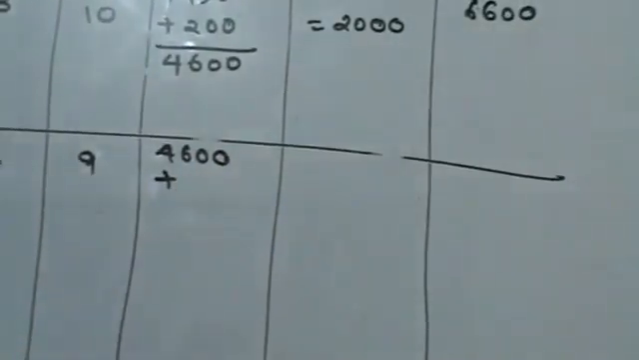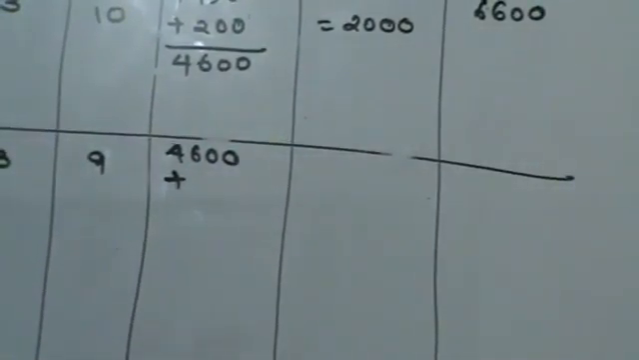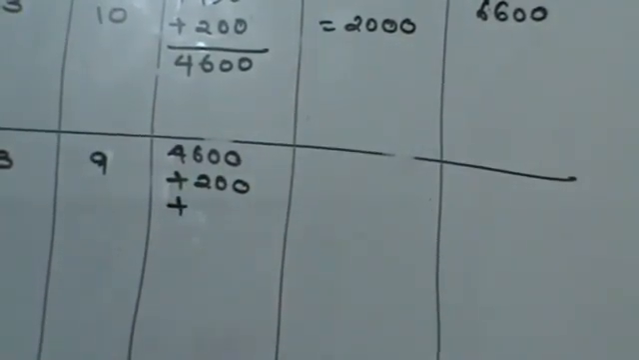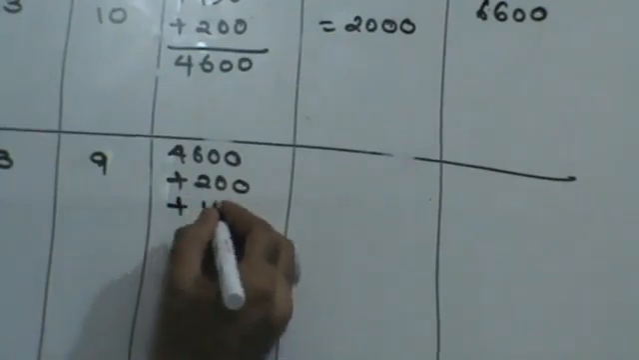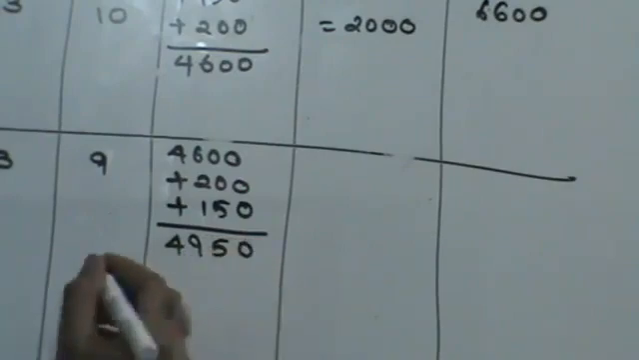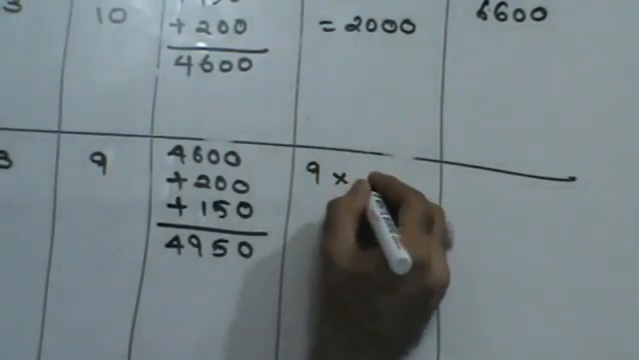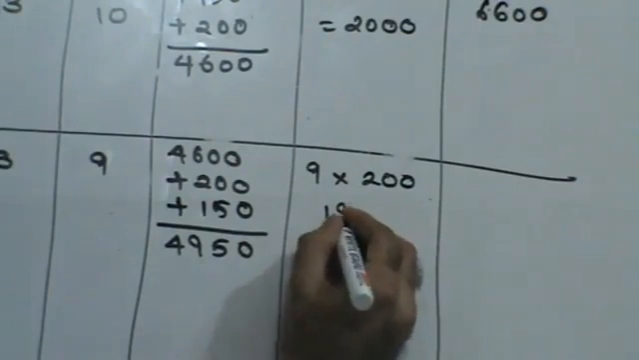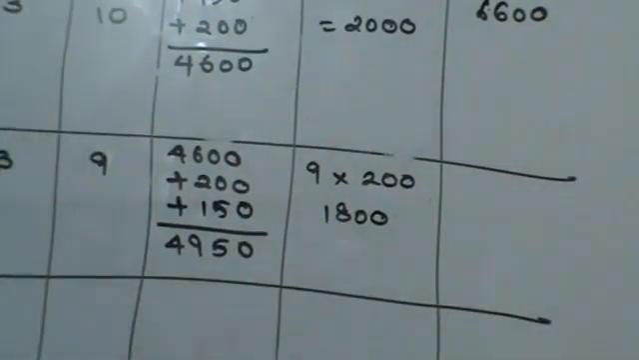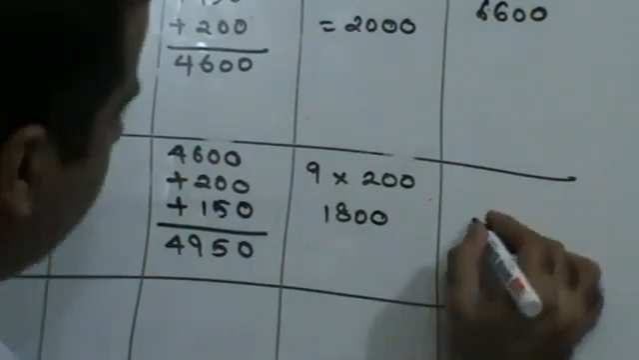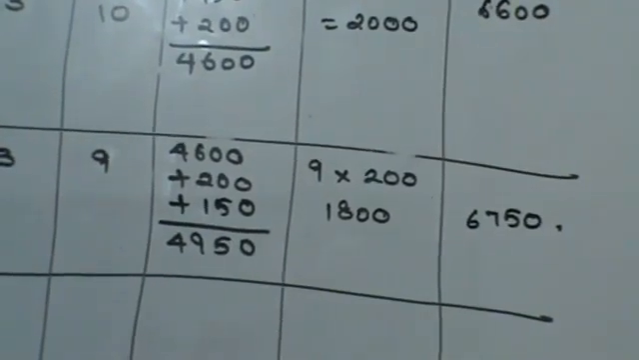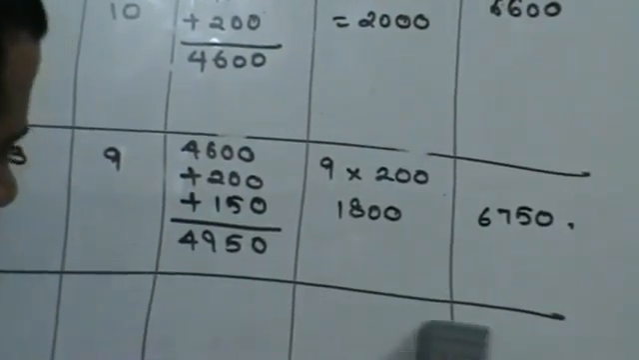So now let's see what is the cost that will be involved. 4600. Crash cost of A is 200 rupees. Crash cost of C is 150 rupees. 4950, and this is 9 into 200, that is 1800. So in that case my total cost will now become 6750. So I finished crashing all the activities that were there in my critical path.